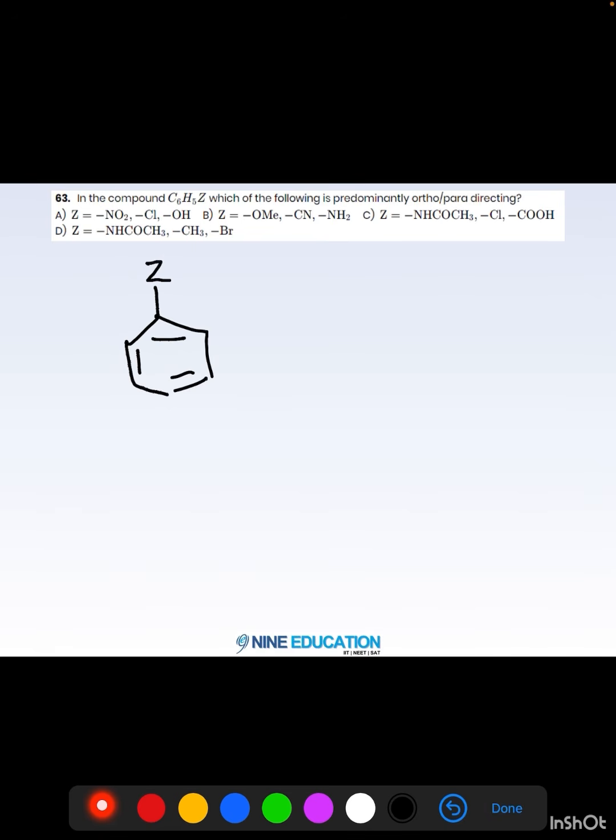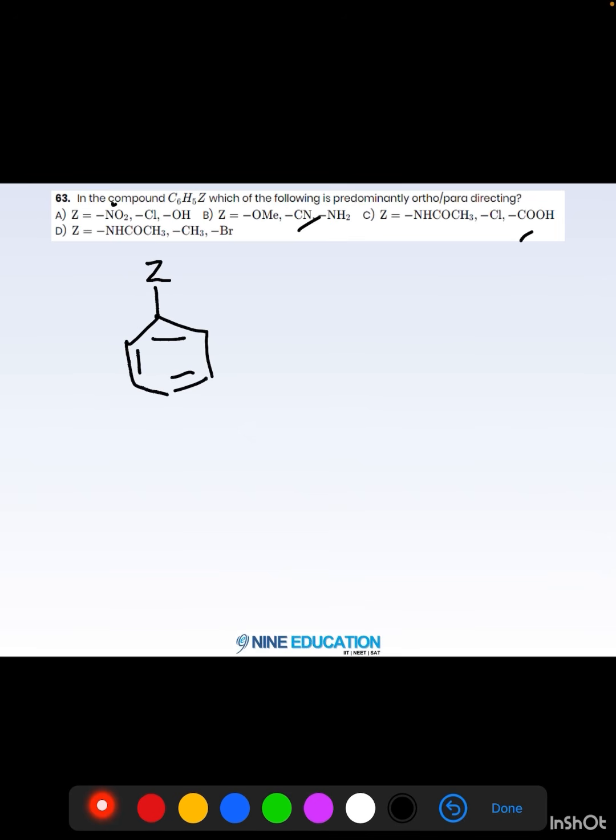So if you look at option A, you are having NO2 in the first place. So NO2 is a minus M group which will be meta directing. Same way, we need to see that all the groups should be predominantly ortho-para directing. So in option B also we are having CN which will be minus M, so B won't be the answer. Next also we are having CHO which will again be meta directing. So C will also not be the option.